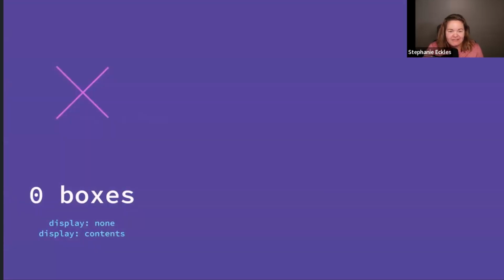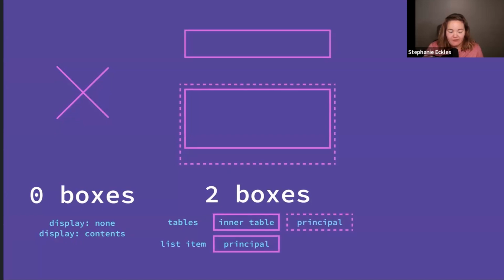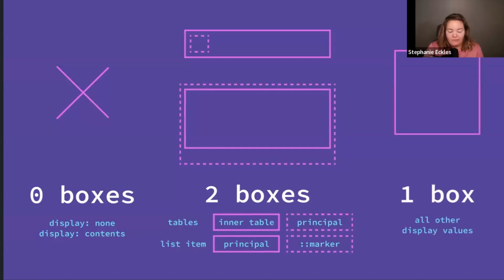And so what happens here is that every DOM element may have 0, 1, or 2 boxes constructed based on these criteria. So we get 0 boxes constructed by using display none or display contents. And 2 boxes are created for tables, which include the box that encompasses the table and an outer principal box for a possible caption. And we also get 2 boxes for list items, which includes the outer principal box and the marker box. And 1 box is created for all other display values.